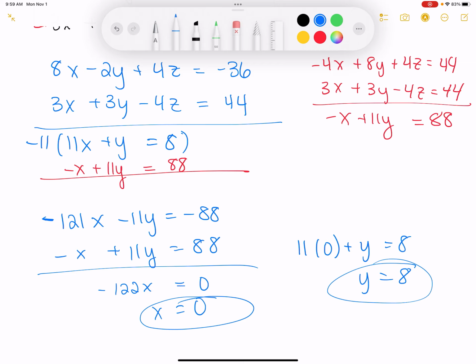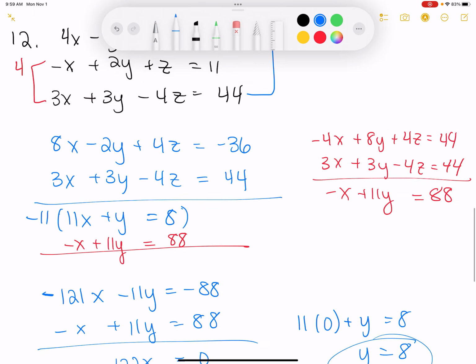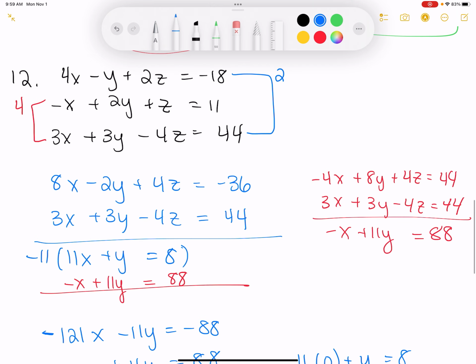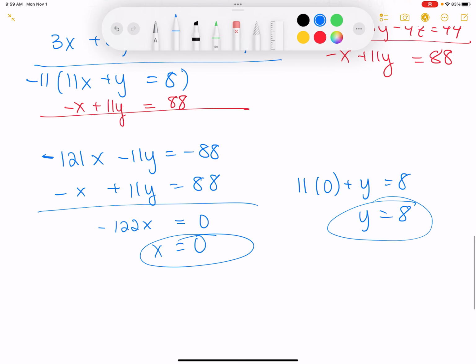Saving as many steps as possible. And then you can plug it into one of your 3 originals. Which one do you want? Top, middle, or bottom? We'll go with middle. Alright, so what is middle for 5? What question is this? 12? Okay.